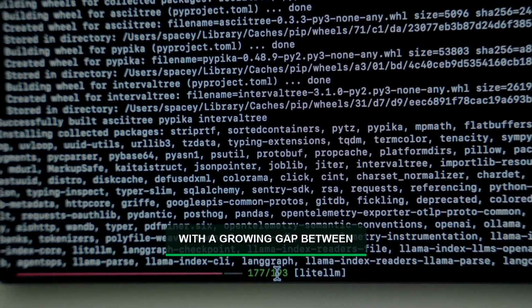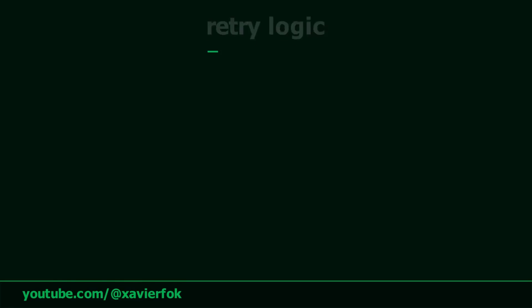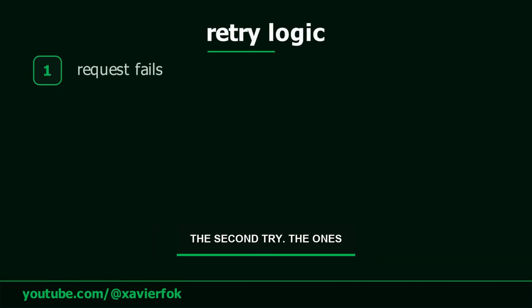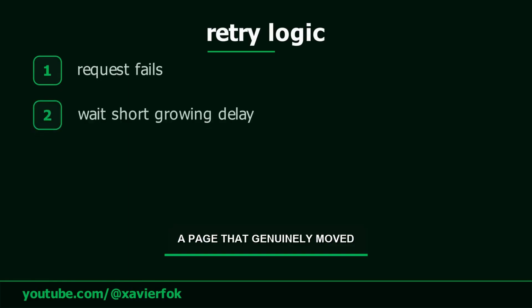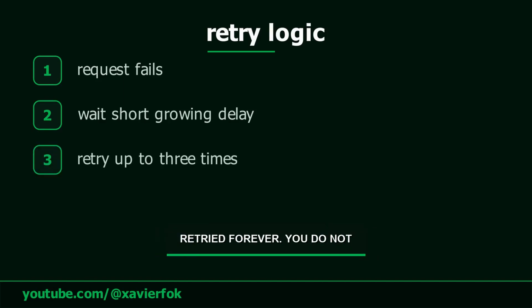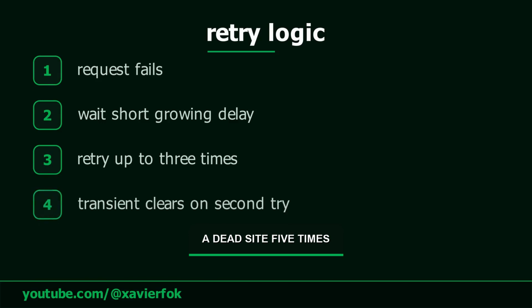So a failed fetch waits a short moment and tries again, 2 or 3 times, with a growing gap between attempts. Most transient failures clear on the second try. The ones that do not are probably real. A page that genuinely moved or a site that is genuinely down, and those should be logged clearly rather than retried forever. You do not want a broken scrape pounding a dead site 500 times in a row.